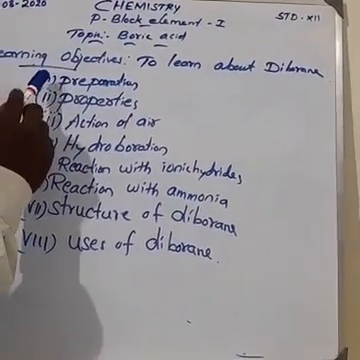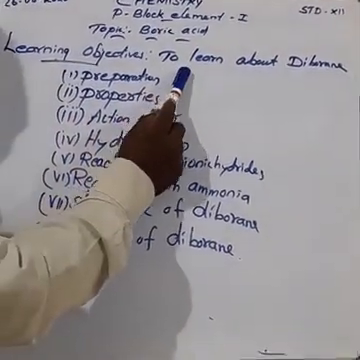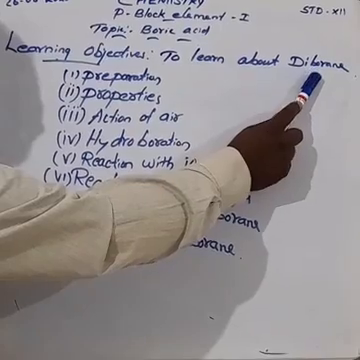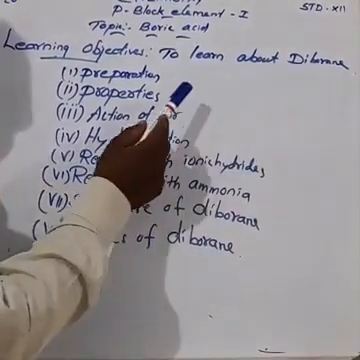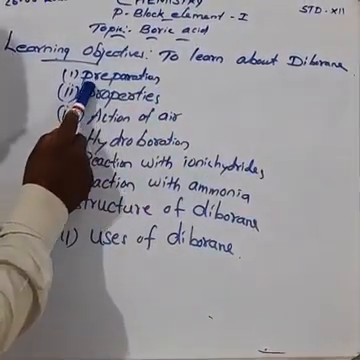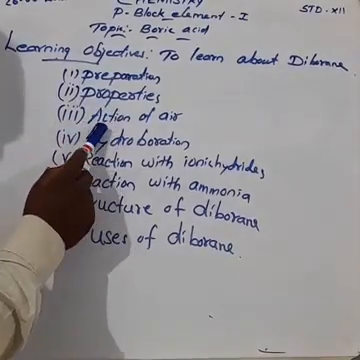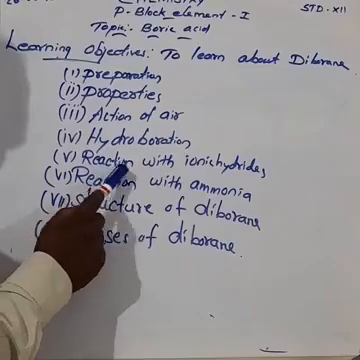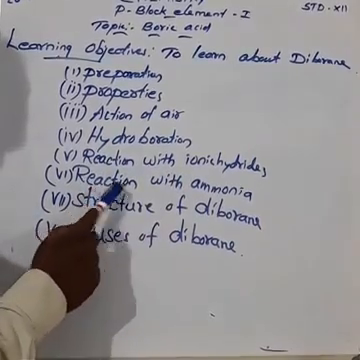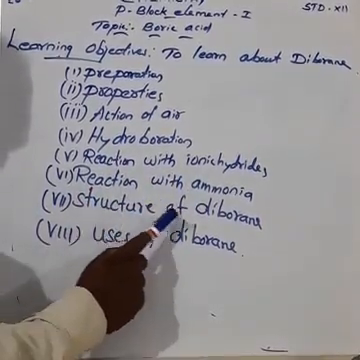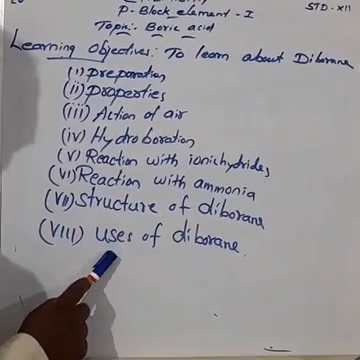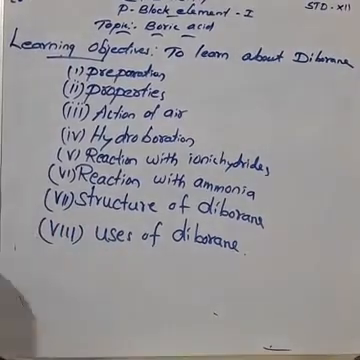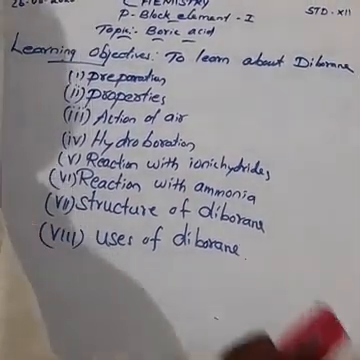Next learning objective: to learn about diborane. For this we have preparation, properties, action of air, hydroboration, reaction with ionic hydrides, reaction with ammonia, structure of diborane and uses of diborane. The first one, preparation of diborane.